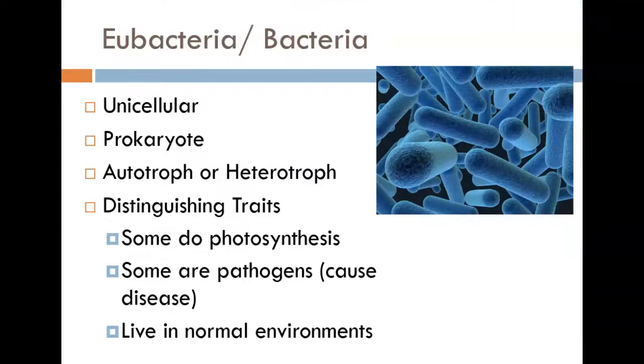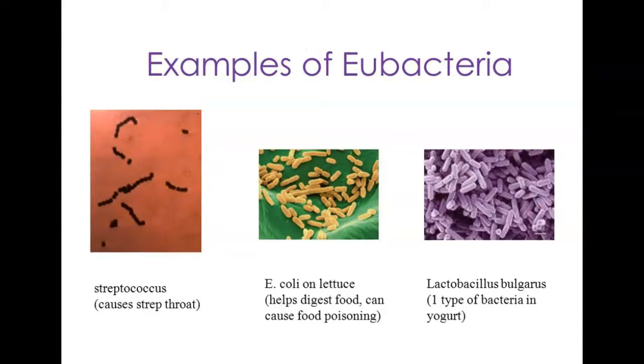They're pretty amazing. Eubacteria are much like archaeobacteria. They can be autotrophs or heterotrophs, producers or consumers. Here are some examples of bacteria. Some do photosynthesis. Some cause disease. Some live in normal environments. Streptococcus is a bacteria that causes strep throat. E. coli: some E. coli help us digest our food, and some other kinds can cause food poisoning. Lactobacillus vulgaris is a bacteria that helps make yogurt. So eubacteria you see everywhere.